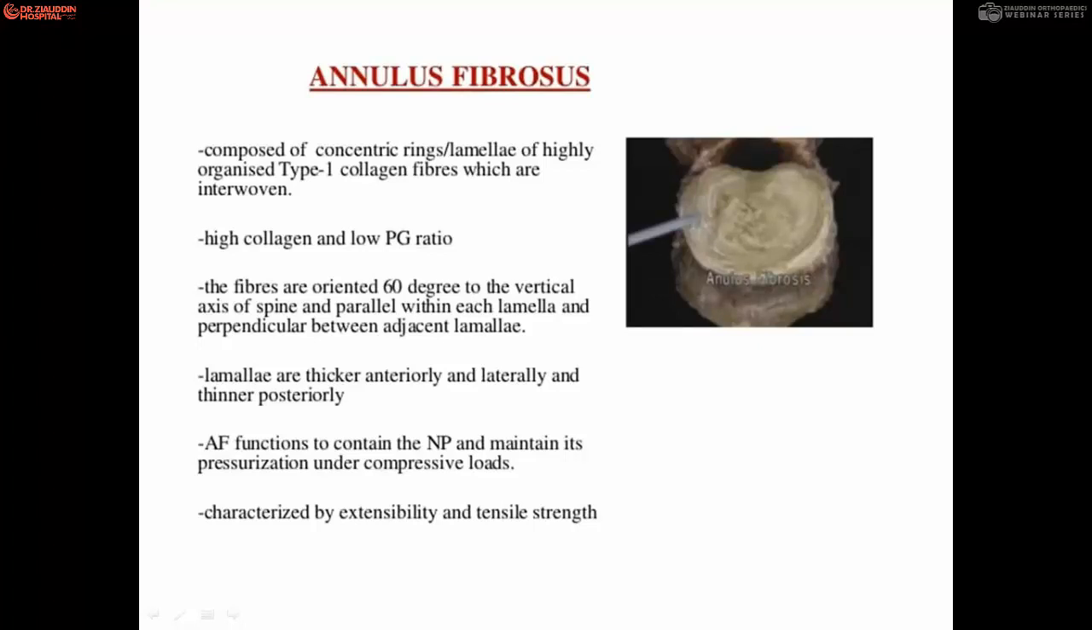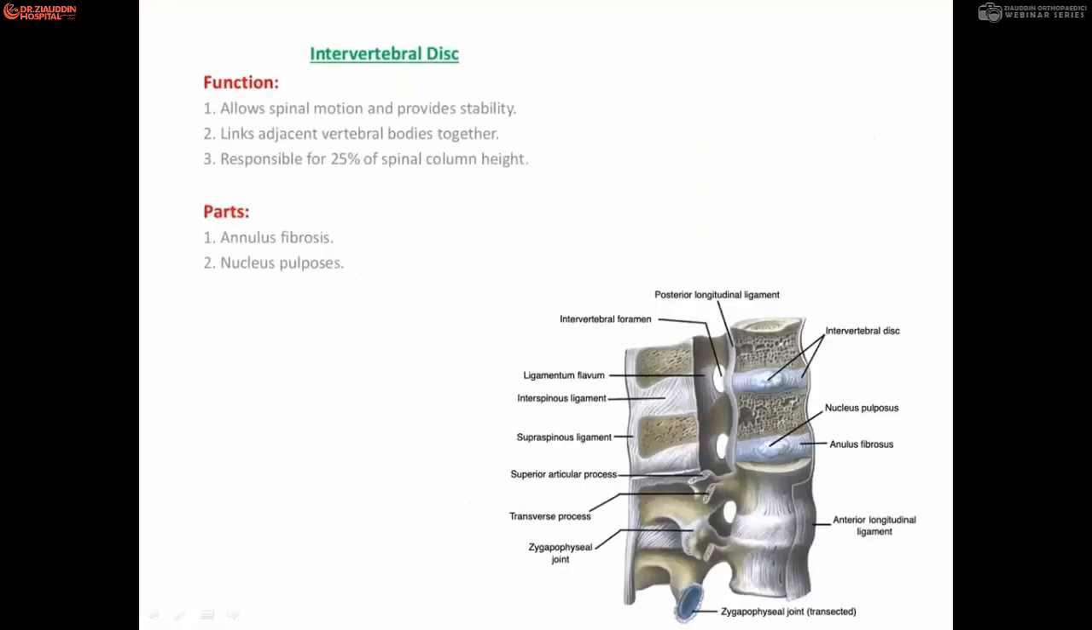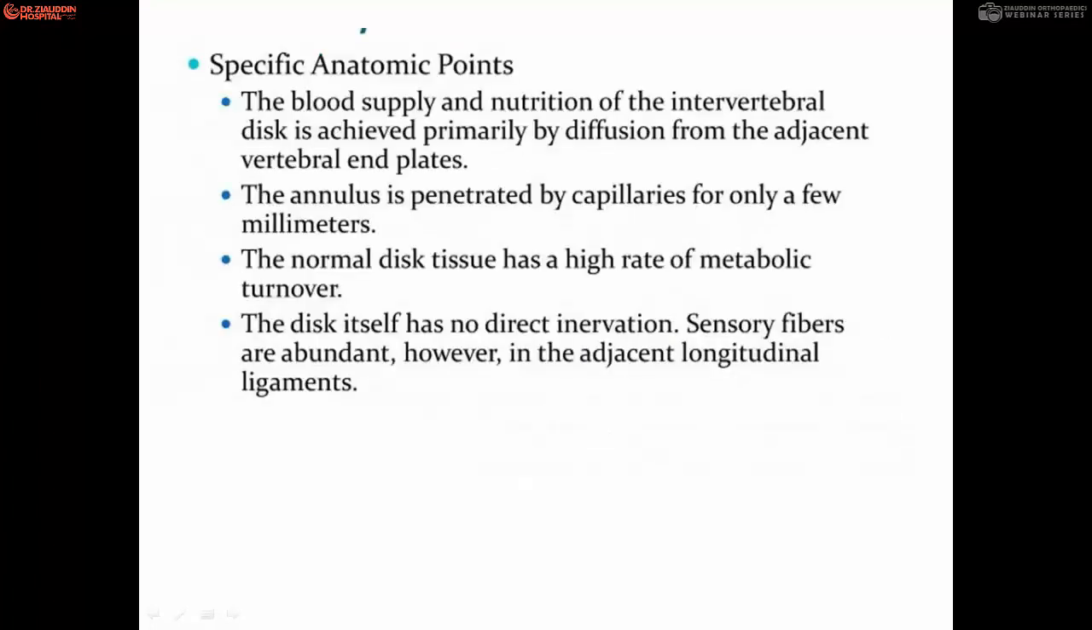The annulus fibrosus functions to contain the nucleus pulposus in the center and maintains its pressurization under compressive load. So whenever there is loading of the spine, the annulus fibrosus restricts the movement of the nucleus pulposus to the periphery. The functions of a disc include spinal movement and providing stability. It links adjacent vertebral bodies together, and it is responsible for the spinal column height.